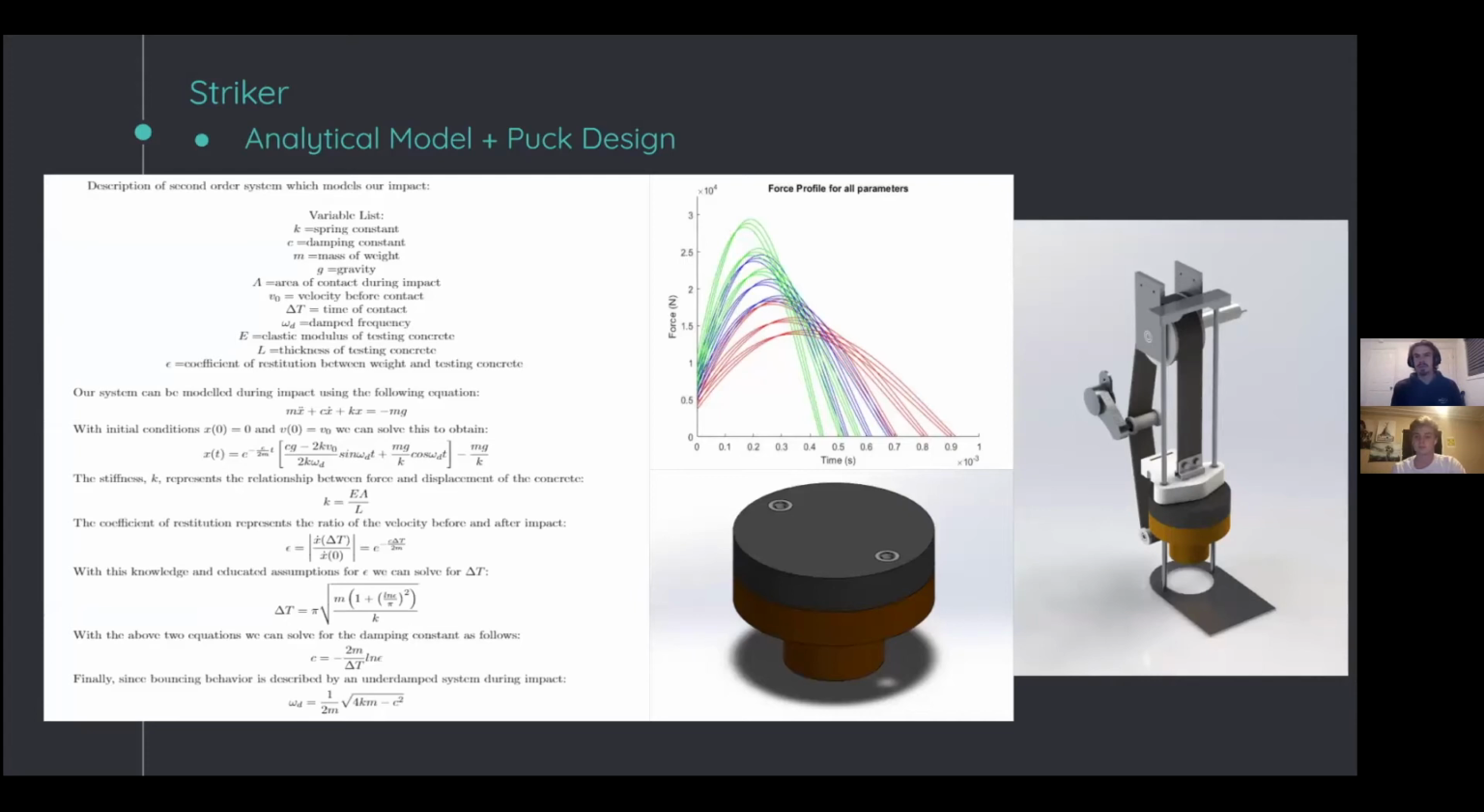And the plots shown essentially show the force profiles for different parameters of concrete depth, coefficient of restitution between our striker weight and the ground, and different elastic modulus of the concrete. And the design on the right is essentially our complete design of how the striker mechanism would function.